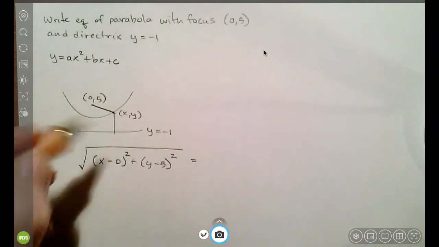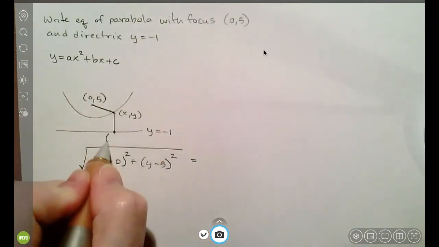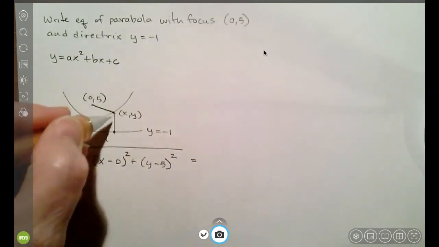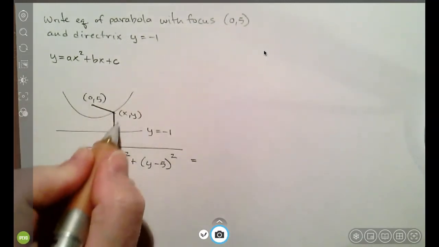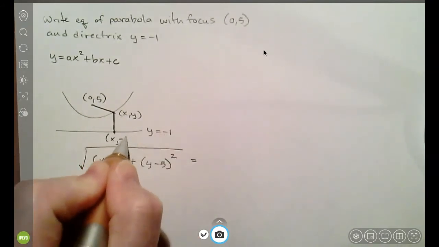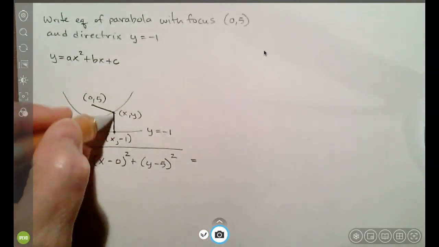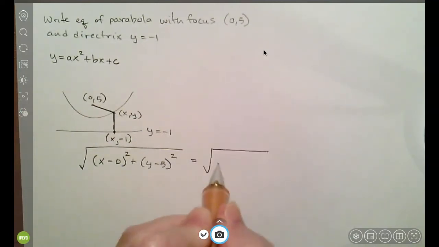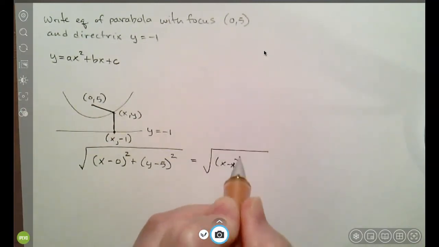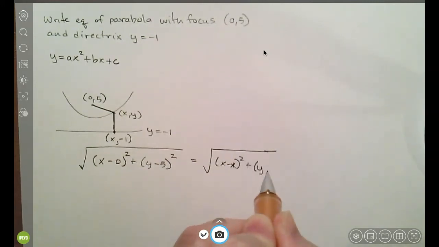And then the same thing for this distance right here. If I want the distance from this point to this point, I need the coordinates of this point. Because this is just a vertical line, whatever this x-coordinate is, this is going to be the same thing. And then my y-coordinate here is given by my directrix. So the distance here is going to be the square root of (x minus x) squared, which is just 0, plus y minus a negative 1, so y plus 1 squared.